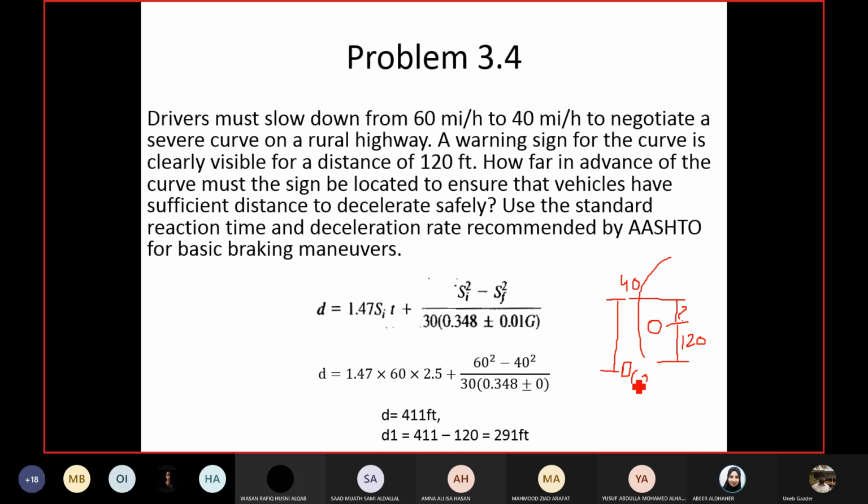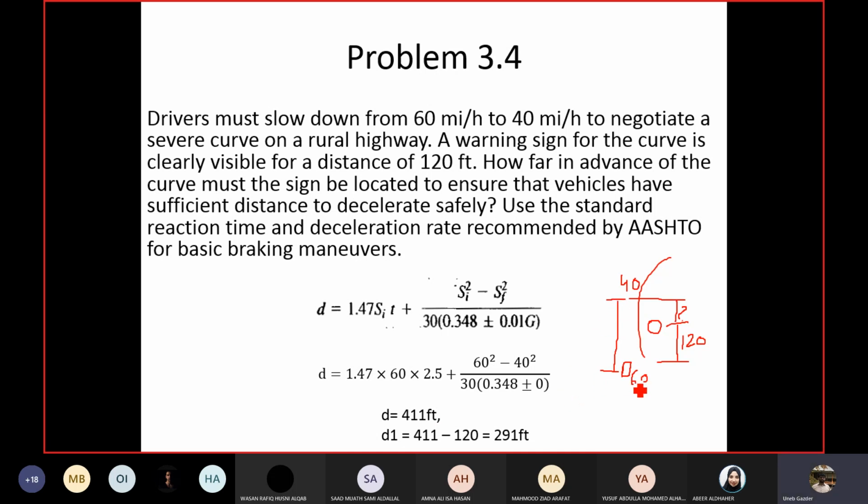411 feet. The point where he sees the sign, he is already 120 feet away from the sign. To go from this point to the start of the curve, he needs 411 feet so that he can reduce the speed from 60 to 40. From this point, when he sees the sign, till he goes to the start of the curve, he must have 411 feet so that he can safely reduce the speed from 60 to 40.